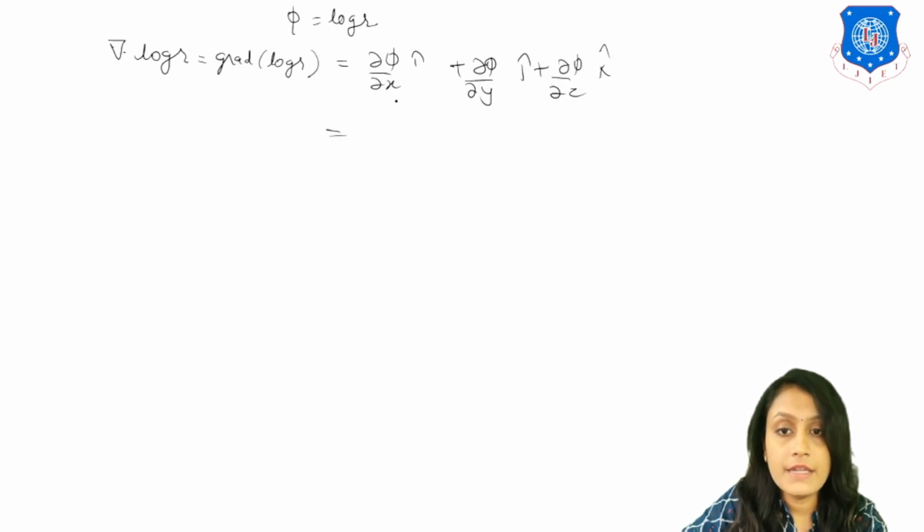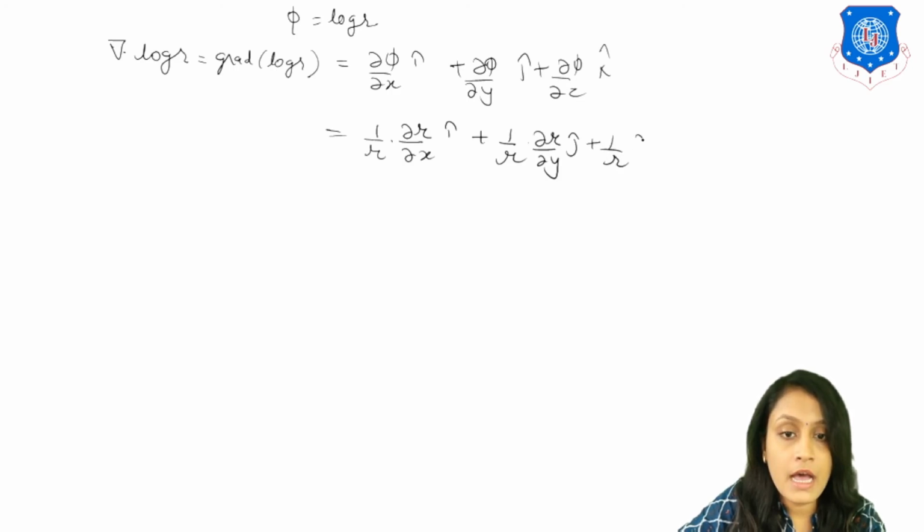Now let's find the derivative with respect to x. So derivative of log r is 1 upon r, and derivative of r with respect to x is del r by del x, i. Now again with respect to y, it is 1 upon r del r by del y j, and 1 upon r del r by del z k. This is the derivative with respect to x, y and z.